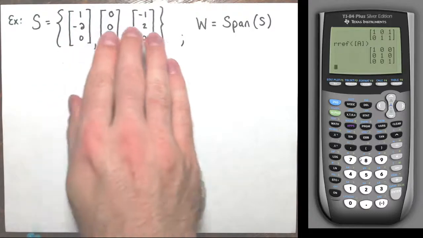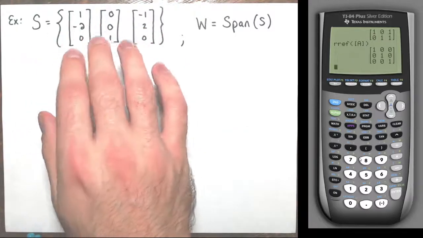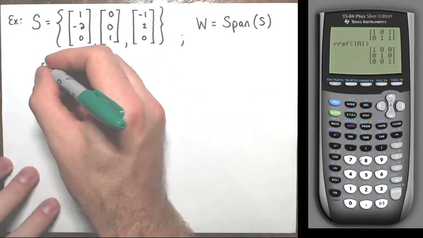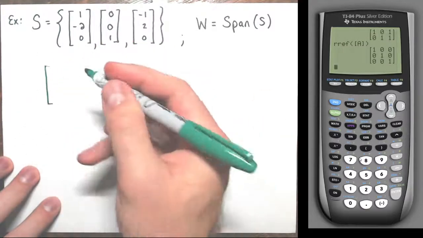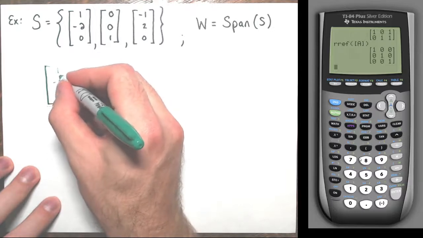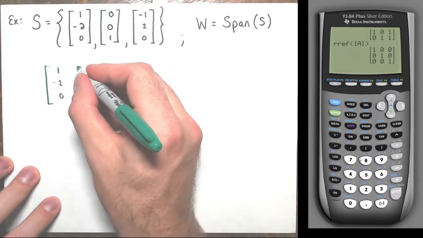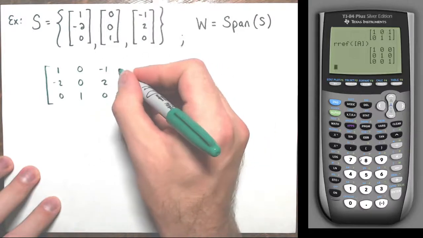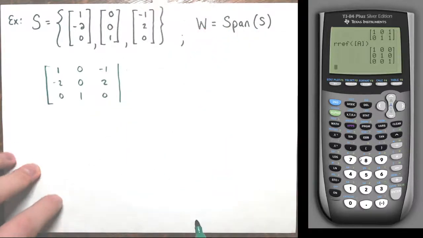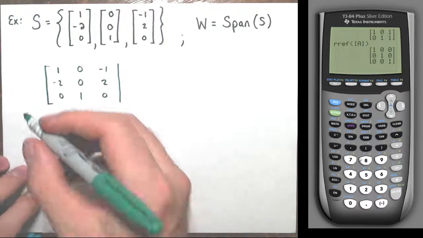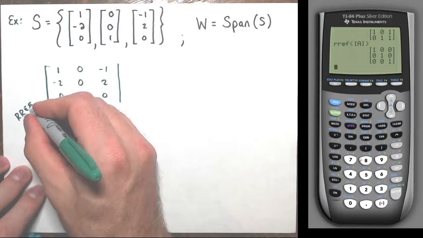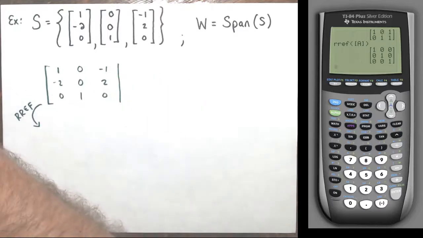Now remember, I would check for independence. I'd set up that equation where I have a linear combination of these 3 equal to the 0 vector, and set up the corresponding system and then the matrix for that system. Now the coefficient matrix would have 1, negative 2, 0 down the first column, 0, 0, 1 down the second, negative 1, 2, 0 down the third, and then a bar, and then I'd have zeros over here, but I don't really care about that. Just look at the coefficient matrix. I go put this in reduced row echelon form, and again I'm just going to go to the calculator for this to save some time.